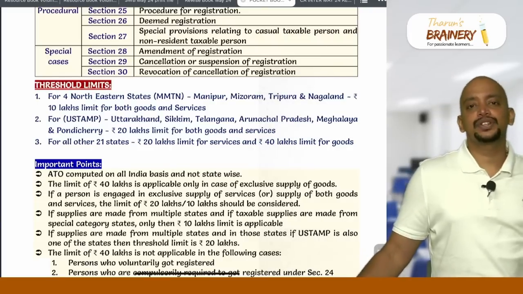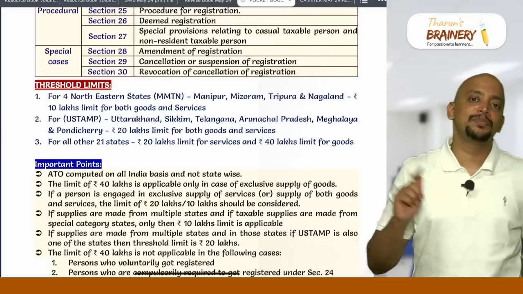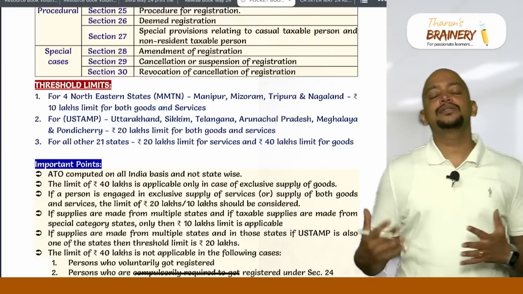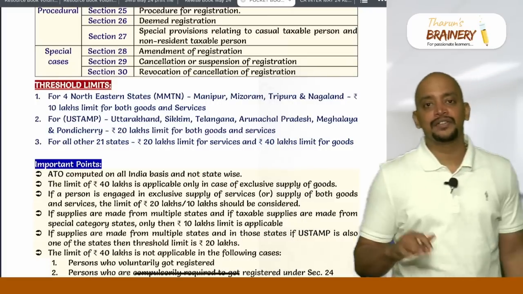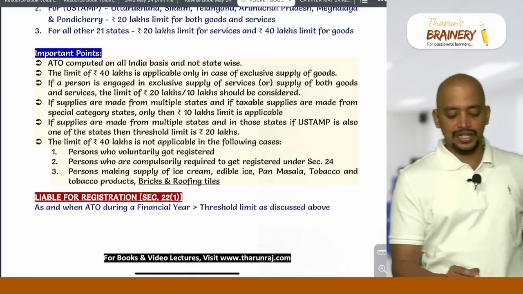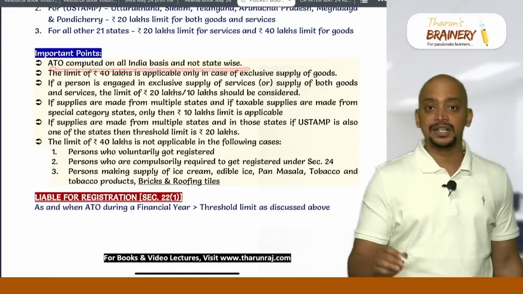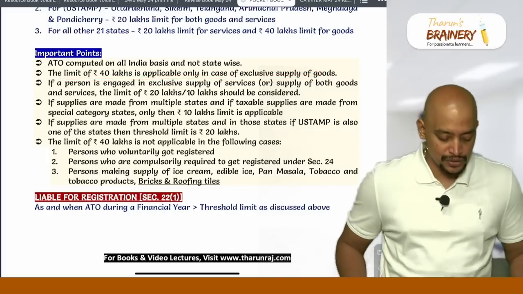Whereas in case of composition scheme, it is for manufacturer. Manufacturers of these goods cannot get the composition scheme, but in that list of goods, aerated waters is also there. Whereas in the registration chapter, we don't have aerated waters, it is only this list of goods. And see these important points: aggregate turnover should be computed on all India basis and not state wise, and the limit of 40 lakhs is applicable only in case of exclusive supply of goods.